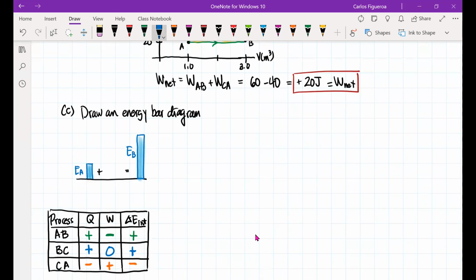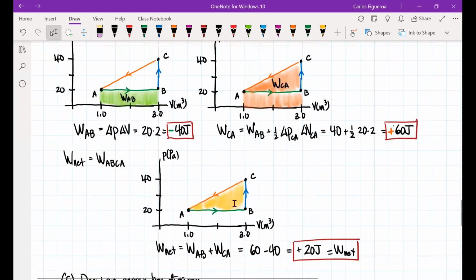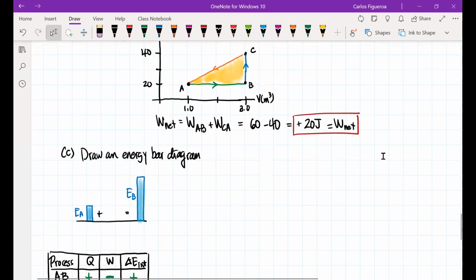So now I have to sort of rank these guys. When I look at my work, we saw that the work from A to B was negative, but the work from C to A is positive. So let's look at that. I know I have negative work. Let's say that this is my negative work right here. So this is the work from A to B.